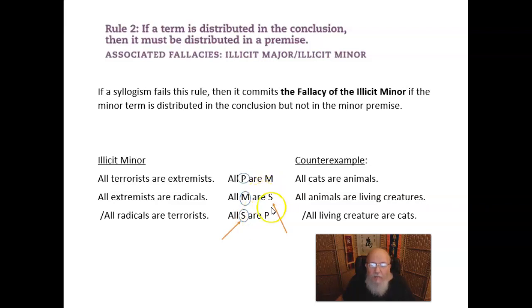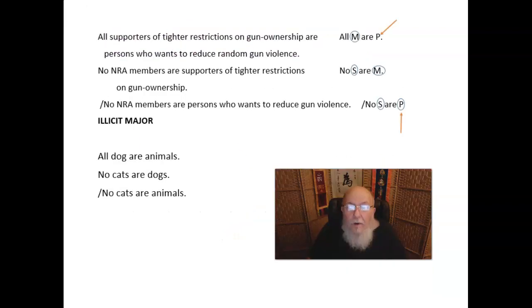Here we're only talking about part of the class of radicals, while here we're talking about the whole class of radicals. And the counterexample makes clear how bad this argument is. It's like saying all cats are animals, all animals are living creatures, so all living creatures are cats. Now this is a classical tactic of the political beasts out there in the jungle. They're always doing this, right?